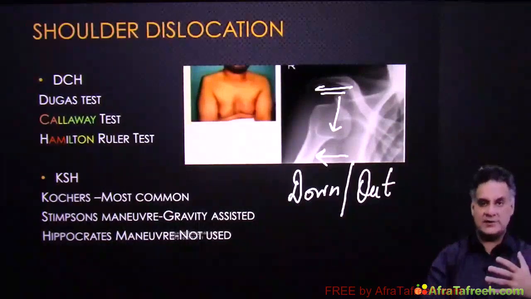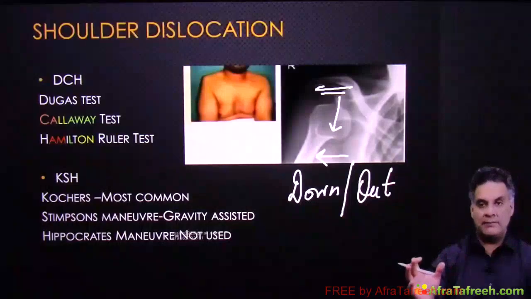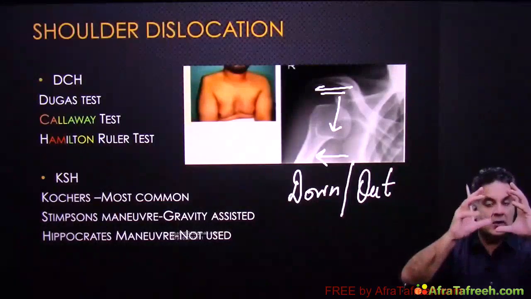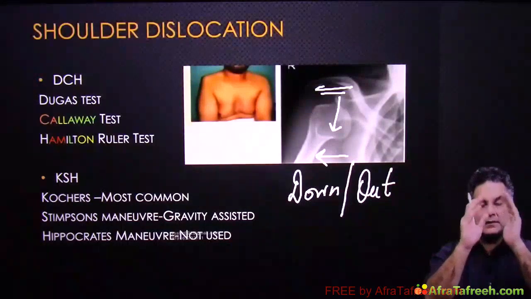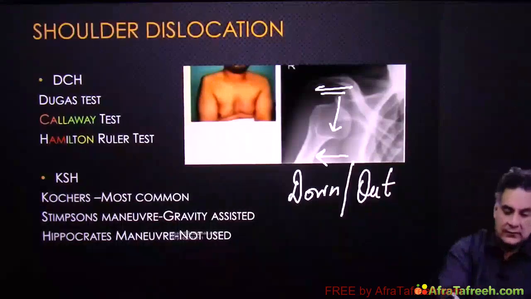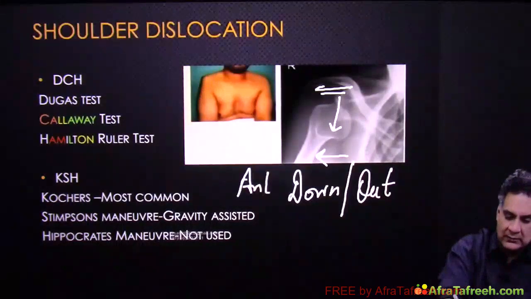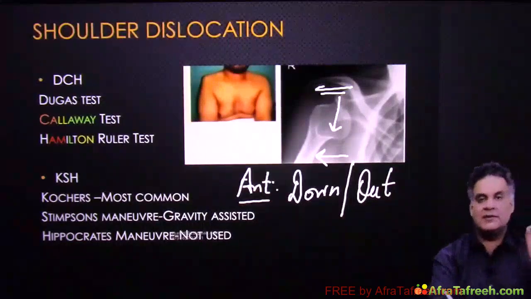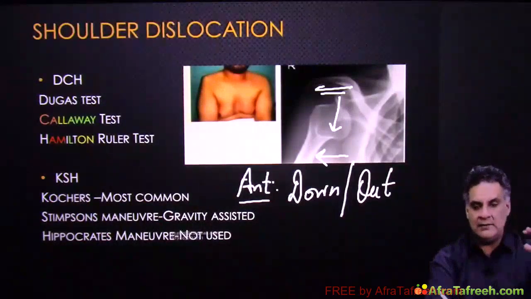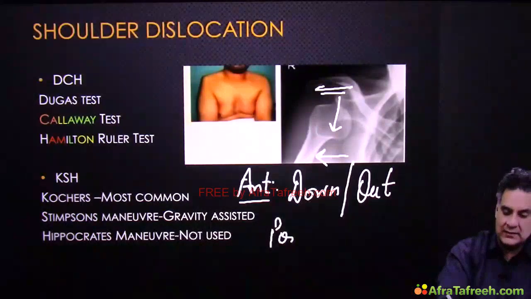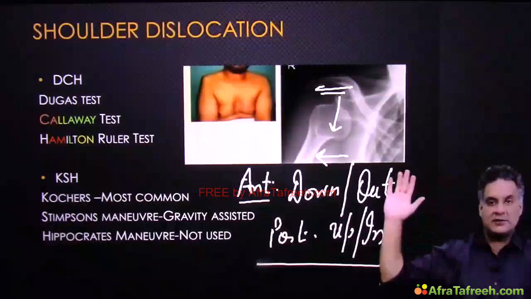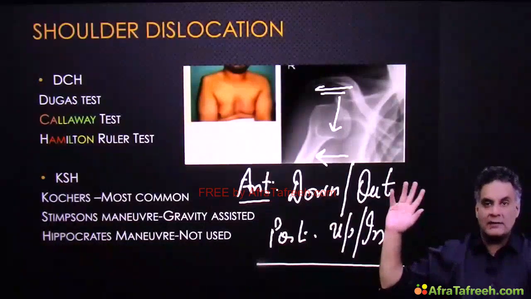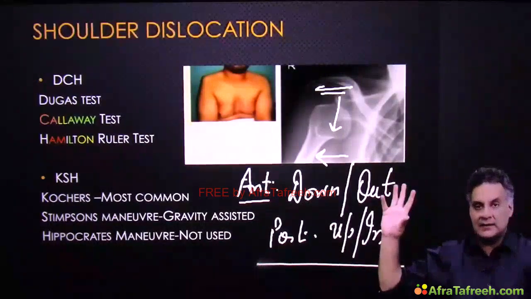Whereas in posterior dislocations, whether it's a shoulder or a hip, the head of humerus or the femur will be at the joint up and will be adducted in. So in anterior shoulder dislocations or hip dislocation, the heads of humerus and femur are down and the limb is out. Whereas in posterior, it's up and in. Remember that.